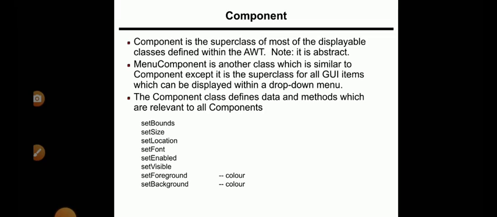setBounds is used to set the boundary value, and setSize is used to set the size of that component. setLocation is used to fix the location, and setFont is used to set the font for the particular component. Whether we have to enable or disable the component is decided by using the setEnabled function, and whether we have to make that component visible or not is decided by using the setVisible function. And we can also set the foreground color and the background color by using the setForeground and setBackground functions.